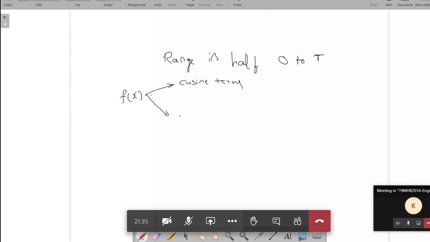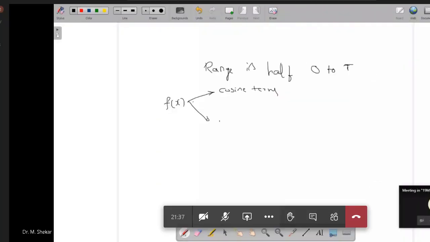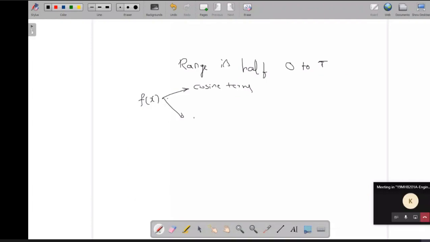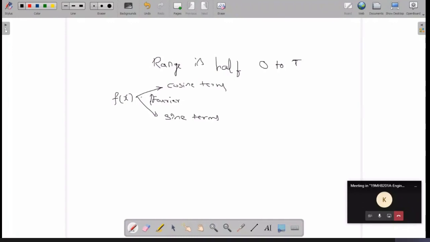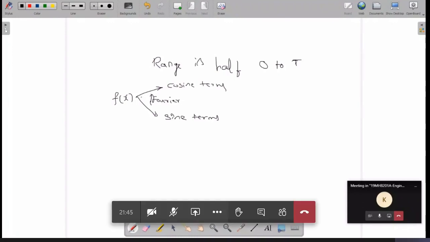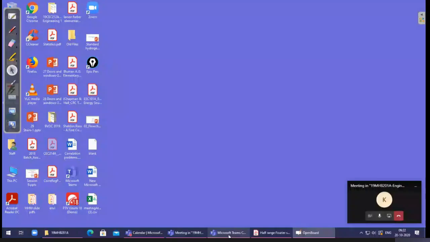This is either cosine or sine terms. So that is what we called half range. With that we call it as half range series.